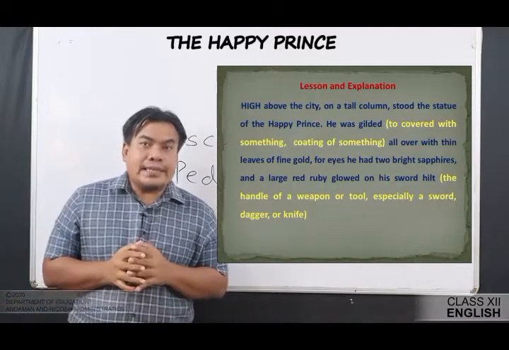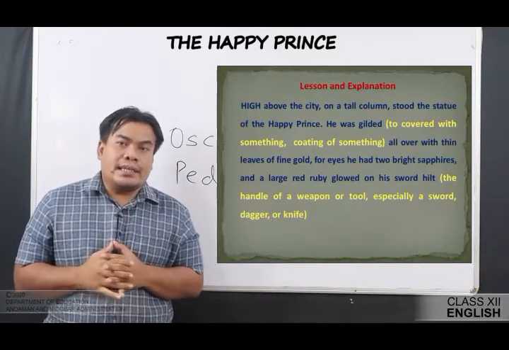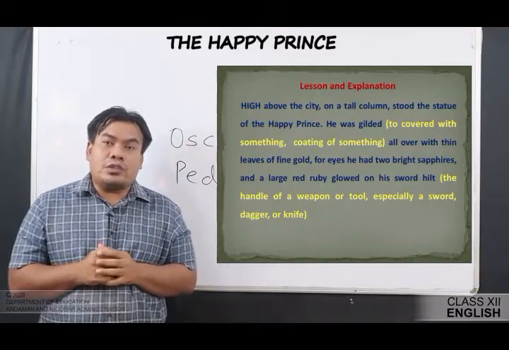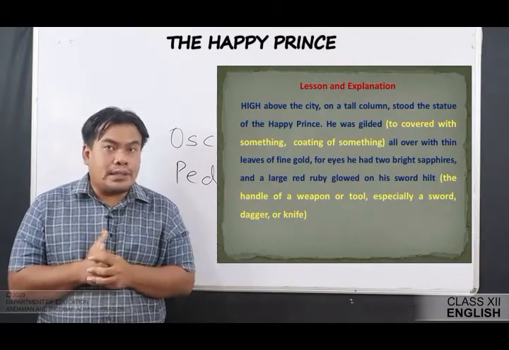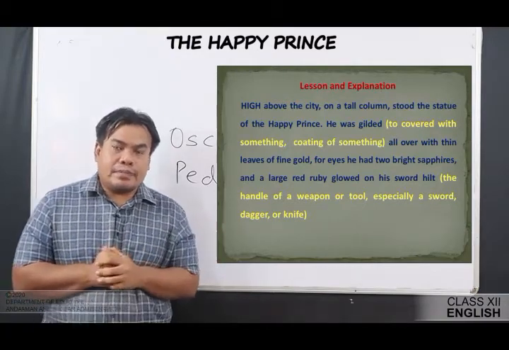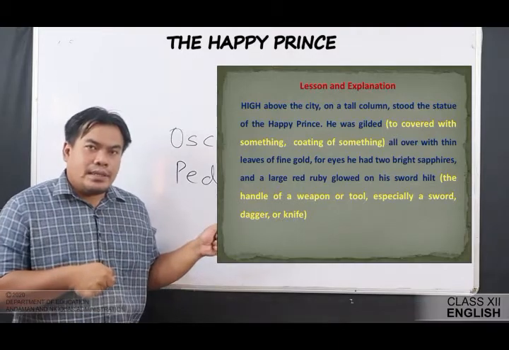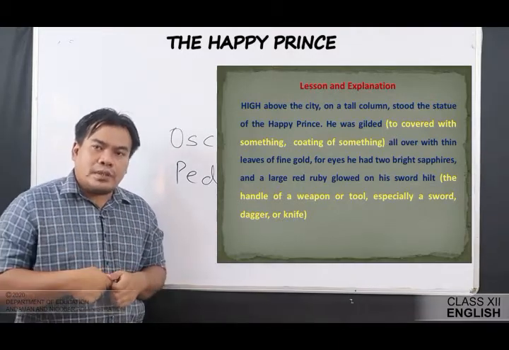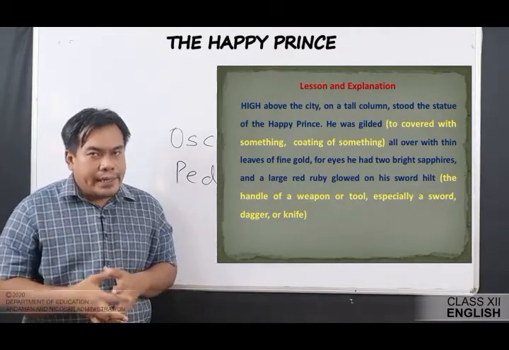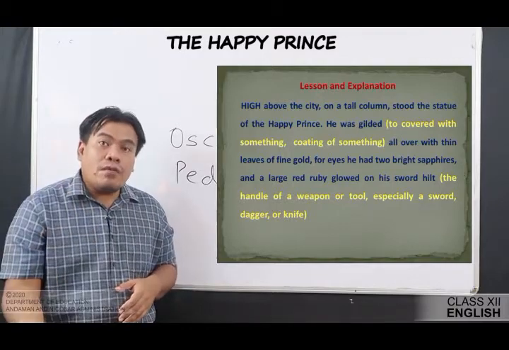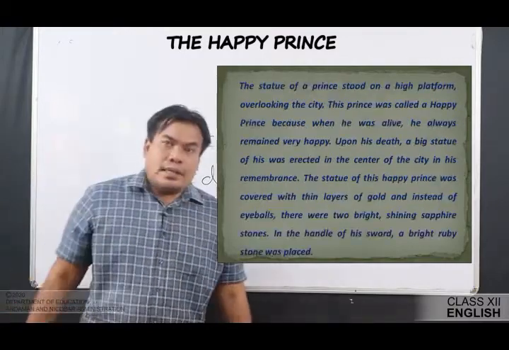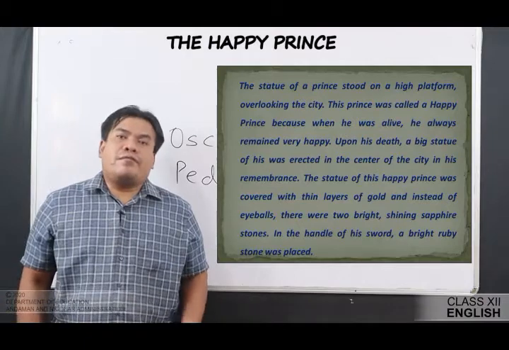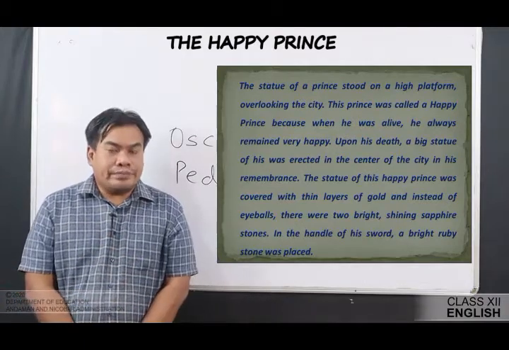His sword was also made of red ruby. H-I-L-T, hilt. The handle of a weapon or tool, especially a sword, is called a hilt, and that was also made of a precious stone again. The statue of a prince stood on a high platform overlooking the city.